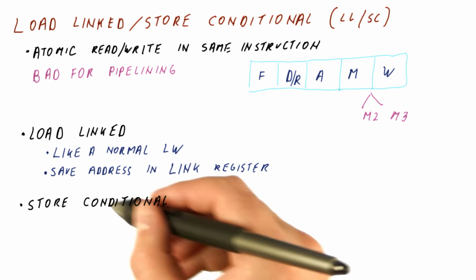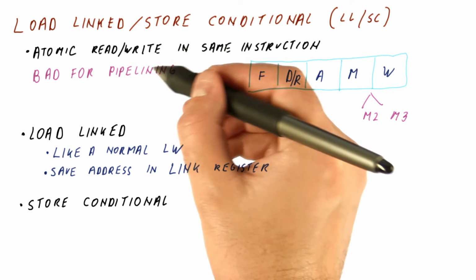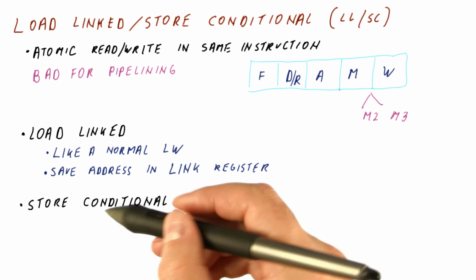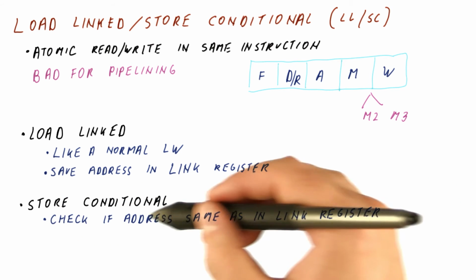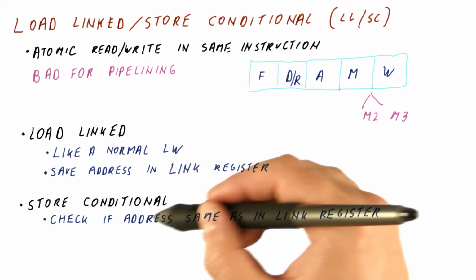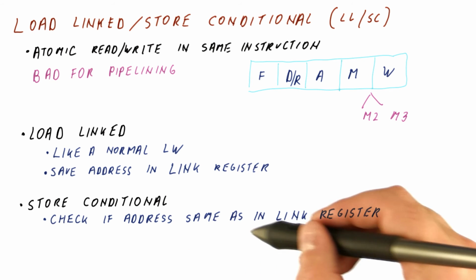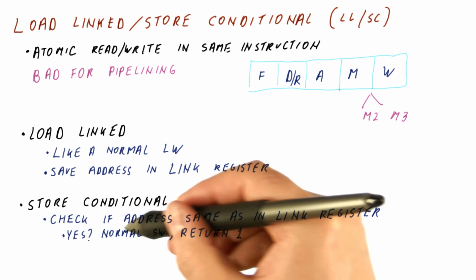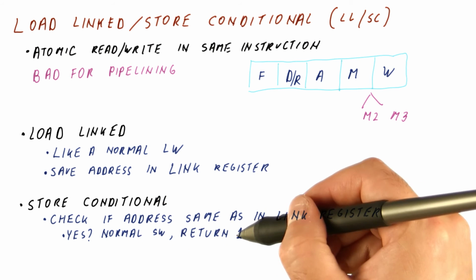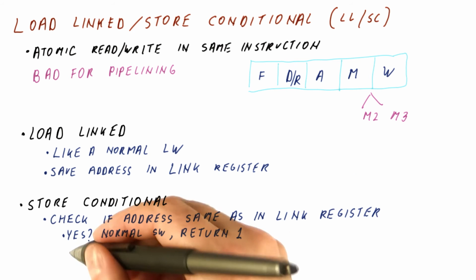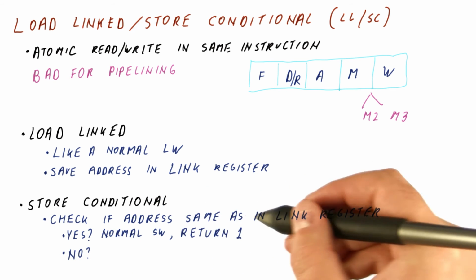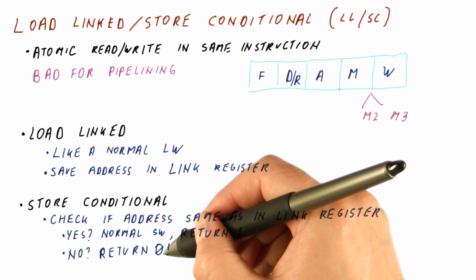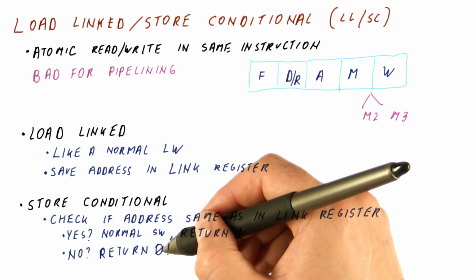The store instruction that we will use to implement the write part of the atomic read-write operation is called a store conditional. What it does is check first if the address that it computes is the same as the one in the link register. If the address is the same, then it does a normal store to that memory location and returns a 1 in its register. If the address that the store computes is not the same as the one in the link register, then it just returns 0 in the register without storing anything.